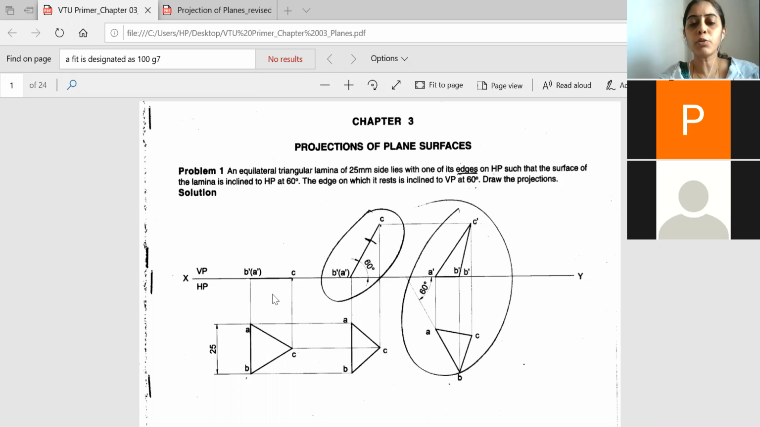And after that, I told you always you have to take the inclination with respect to HP first. And what it is told, the edge which is resting on HP.